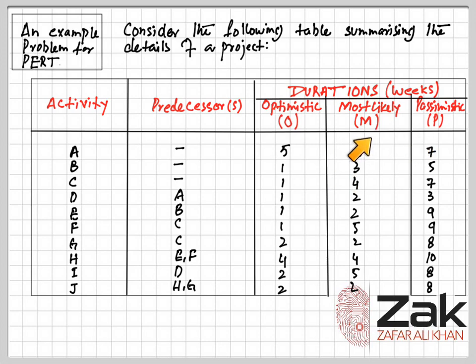And then we have most likely time, the best estimation for the time required to accomplish an activity, assuming everything proceeds as normal. So using all these three, we have the expected time that we will be shortly calculating. The best estimate for the time required to accomplish an activity is TE, and that is how we calculate the expected time from all these three values.